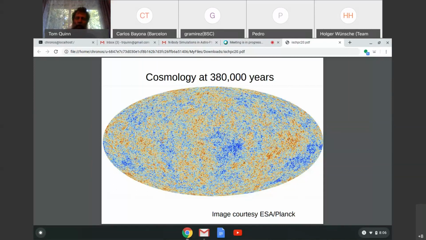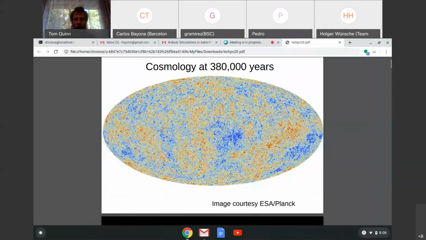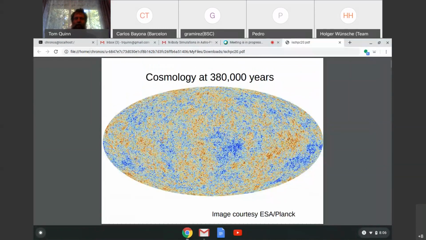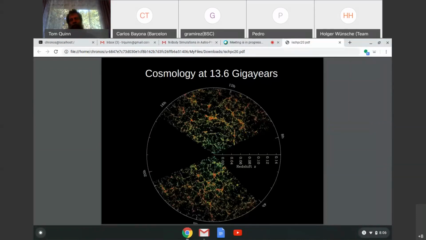What does the universe look like today? Today, this is the kind of picture we have of the universe. This comes from the Sloan Digital Sky Survey. So it's a survey of galaxies. Each of the little points you see there is an individual galaxy like our Milky Way.